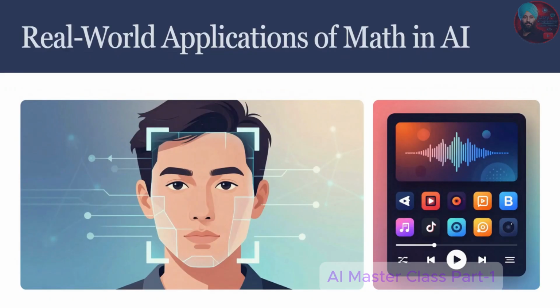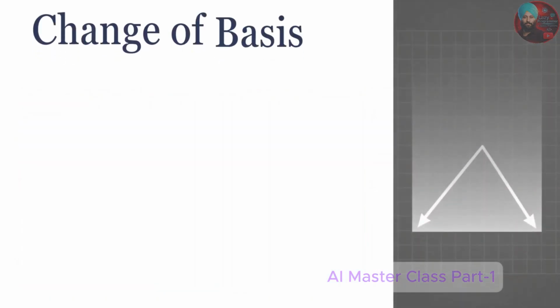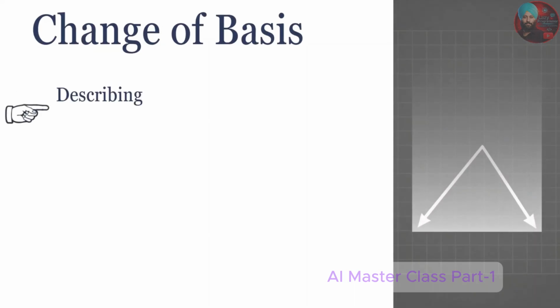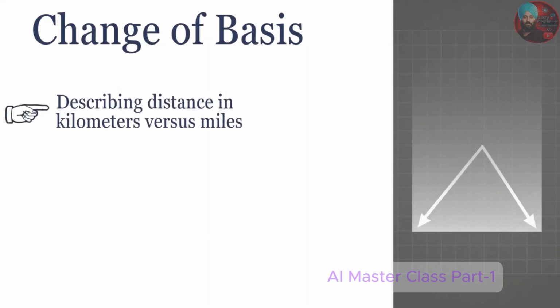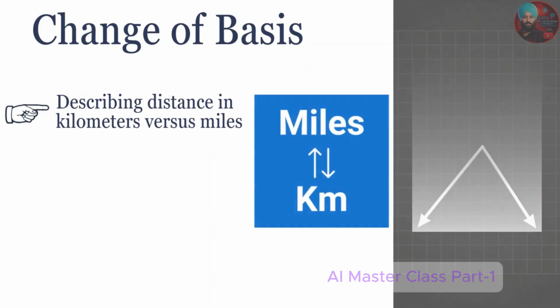Now, there is another important term which is change of basis. Change of basis simply means describing the same thing, or the same data, but using a different reference system. Think of it like describing distance in kilometers versus miles.